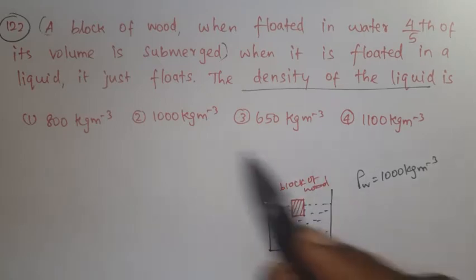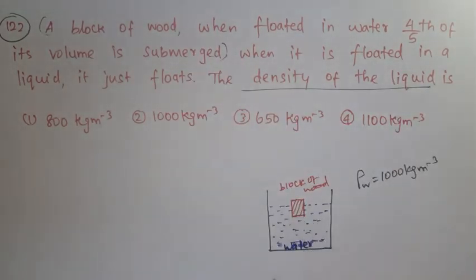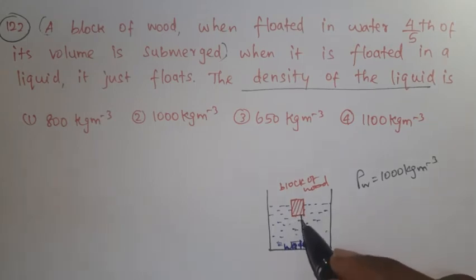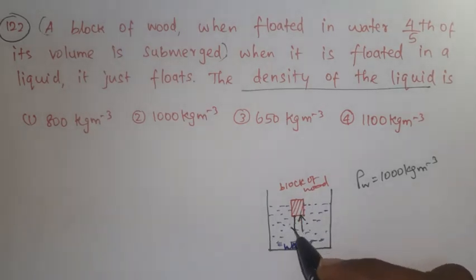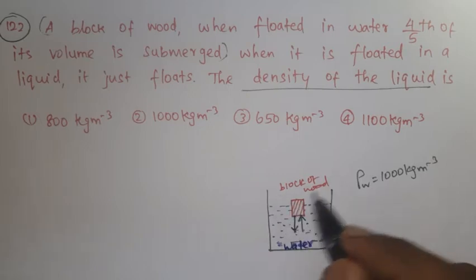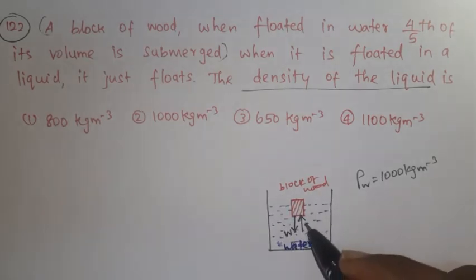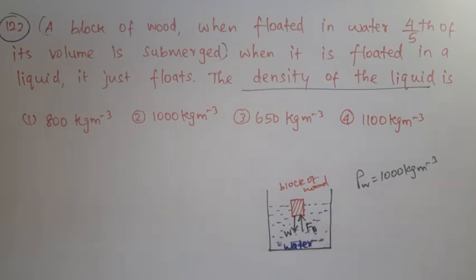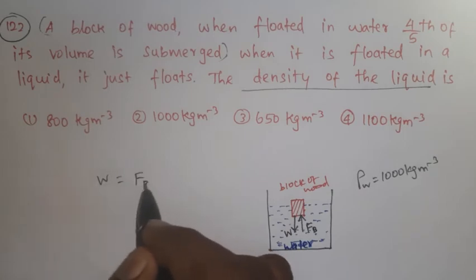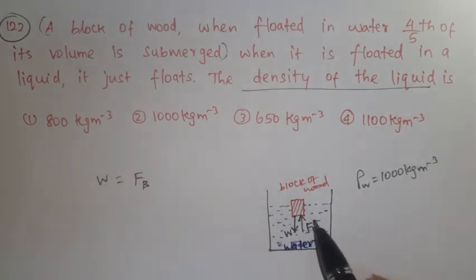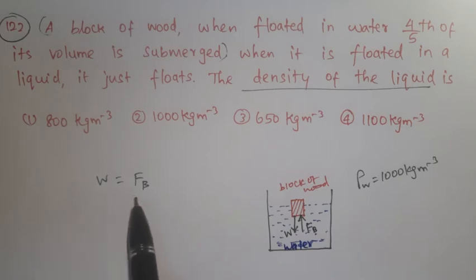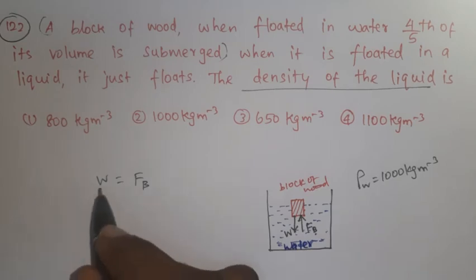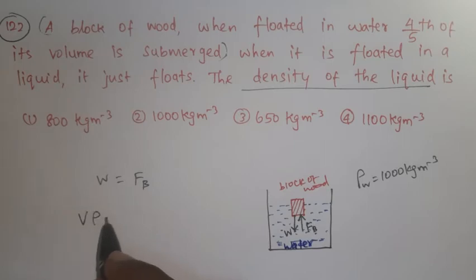We know that when an object floats on the water surface, the buoyant force is equal to the weight of the body. The buoyant force is exerted by the fluid on the wooden block, and the weight acts in the downward direction, while the buoyant force acts in the upward direction, that is FB. So W is equal to FB. When an object floats on the water surface, the condition is weight equal to buoyant force.